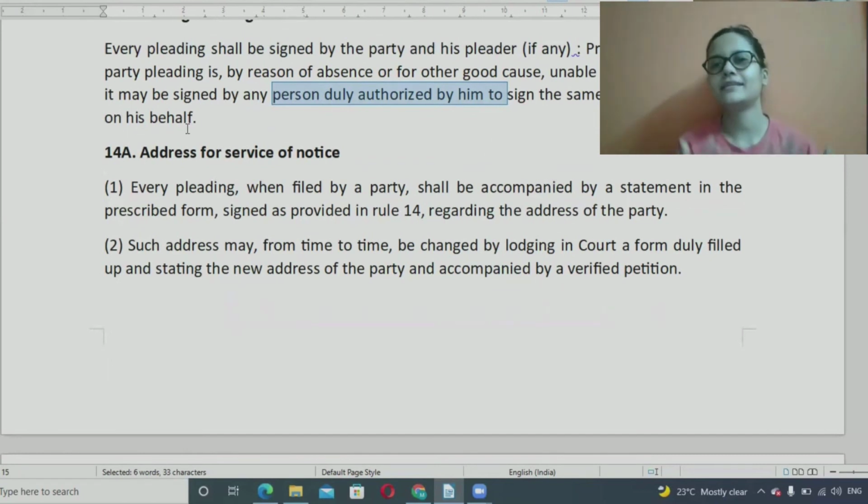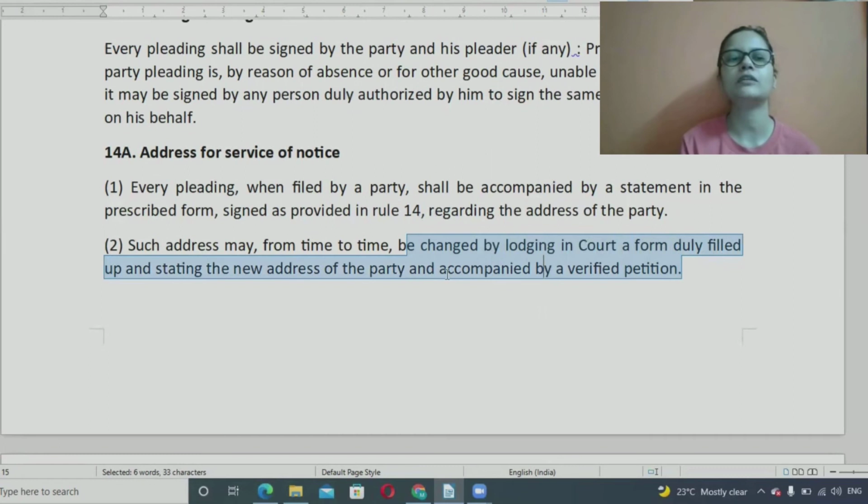Now, because cases go on for years altogether, it is quite obvious that parties may change their addresses. A party may not be available at the same old address. In such cases, from time to time, it may be changed by lodging in court a duly filled-up form stating the new address of the party, accompanied by a verified petition. So the party can provide that this is what my current address is going to be from so and so date, and it can be submitted.